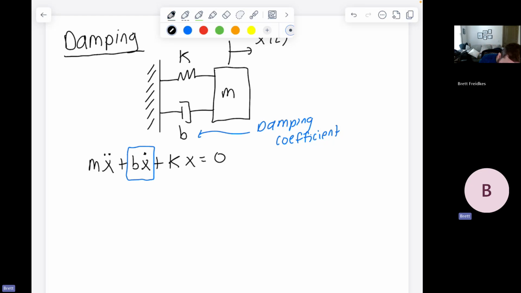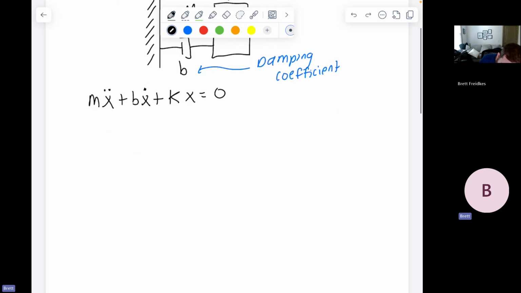And it ends up being that the force that the damper provides, remember that this is derived from F equals ma, the force opposes the motion and is proportional to the damping coefficient and the velocity of the mass. That's why we end up with this B x dot here.